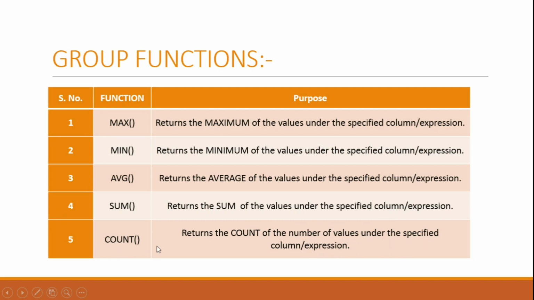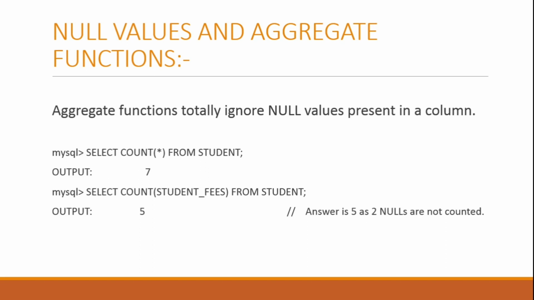This count function is something special. It can be applied in two ways. Let's see how the count function behaves. Suppose you apply count with star, you may have one type of result. If you apply count with the column name, you may have another type of result. This is possible because that particular column can have null values. So here comes the special behavior of group functions with null values.